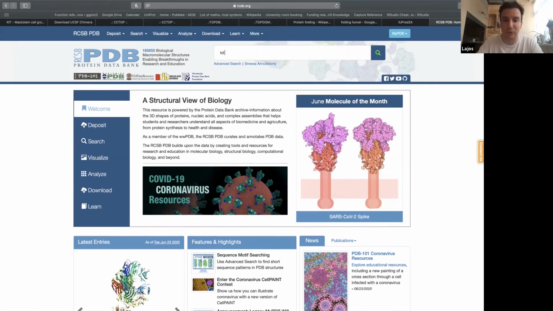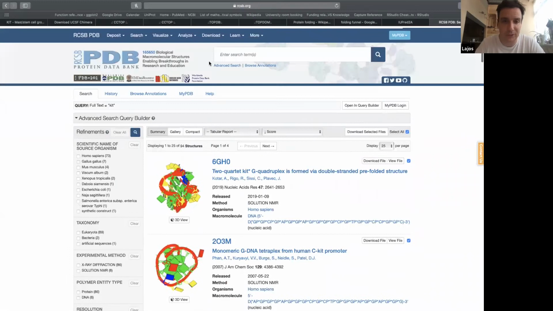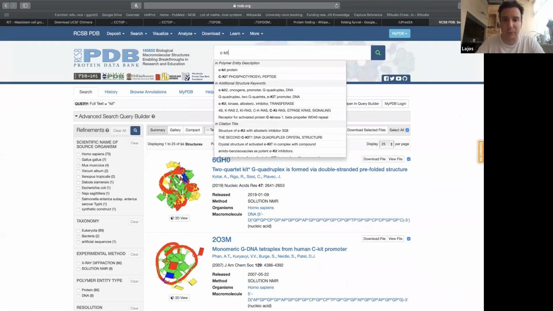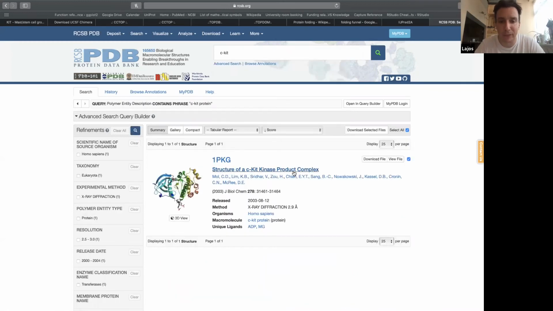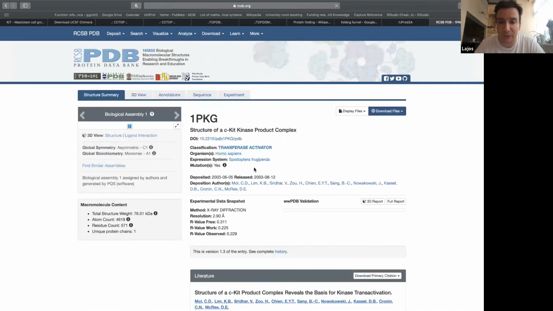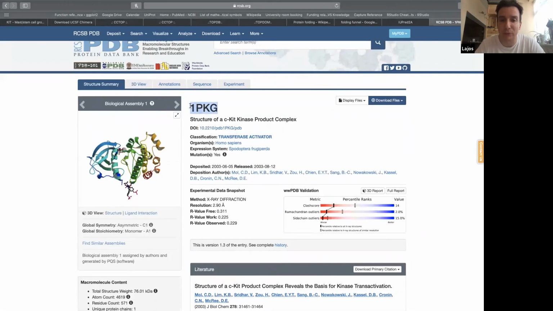So if you want to look for the KIT protein, the c-KIT, of course, that's not that. c-KIT protein, then this is the kinase product complex of it. This is more than just one protein, of course, but what you have to know here is that the PDB is using a 4 mixed letter and digit identifier. So this will be your identifier for this protein structure.